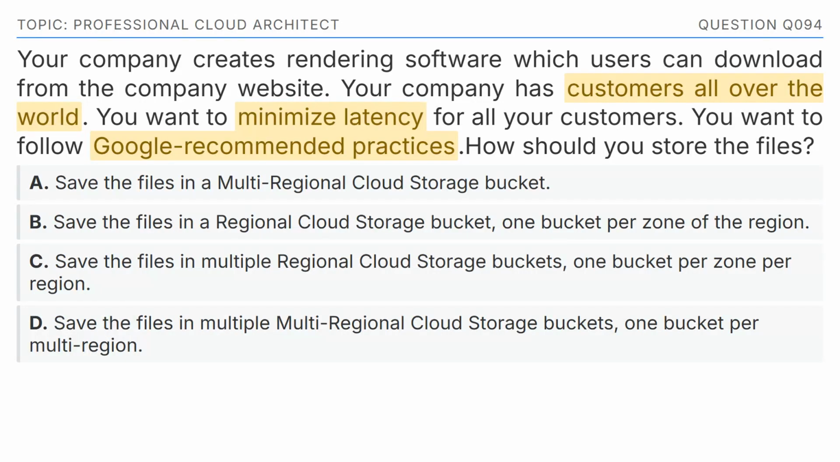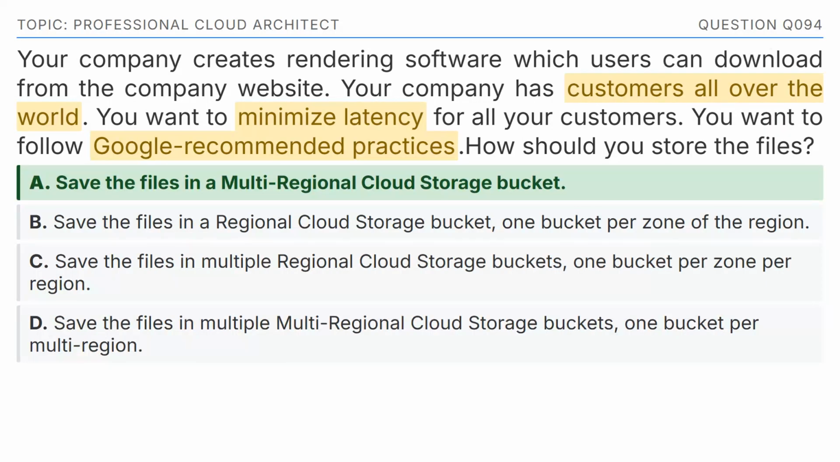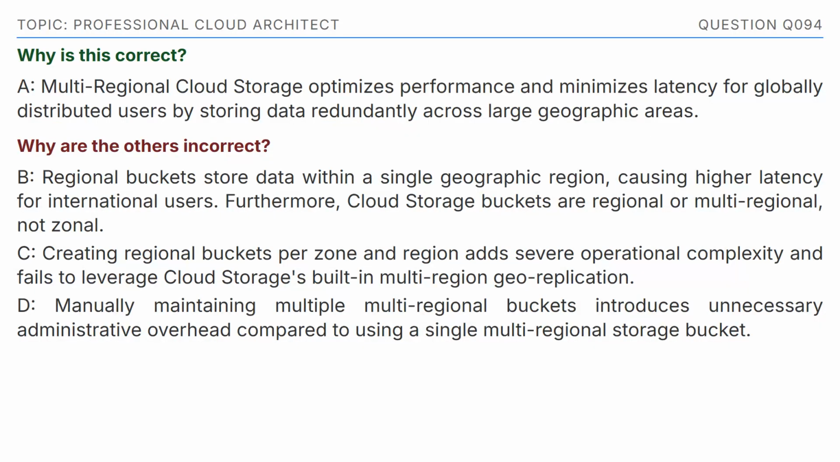To arrive at the correct answer, we focus on the keywords: customers all over the world, minimize latency, Google recommended practices. The correct answer is option A. Save the files in a multi-regional cloud storage bucket. Why is this correct? A. Multi-regional cloud storage optimizes performance and minimizes latency for globally distributed users by storing data redundantly across large geographic areas.